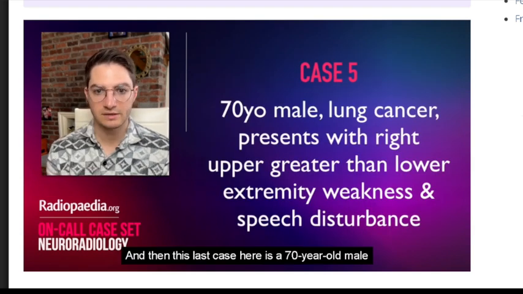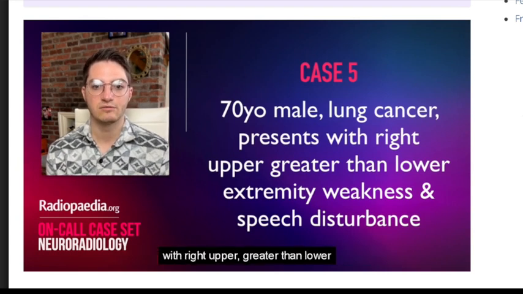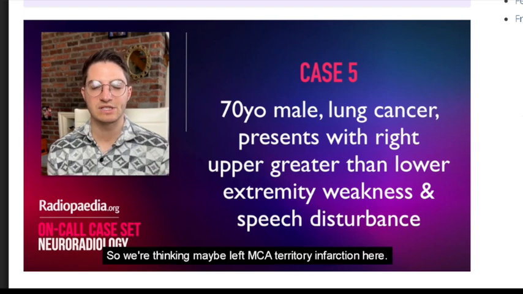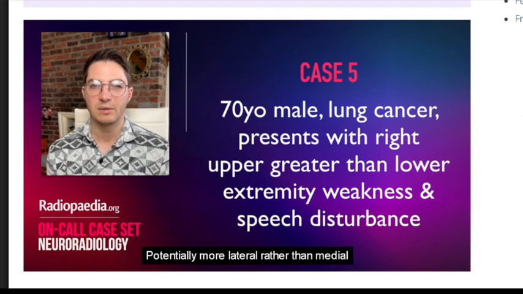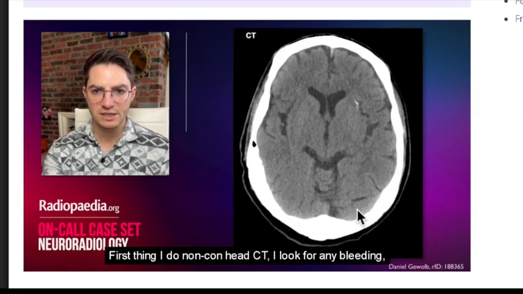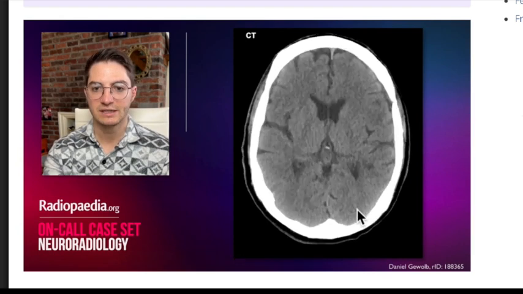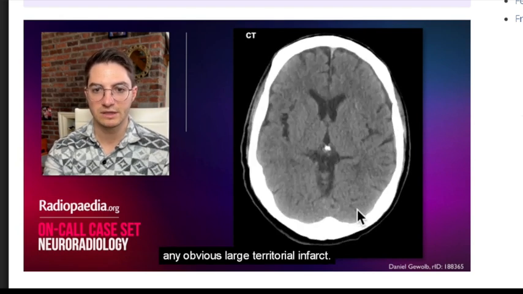And then this last case here is a 70-year-old male with a history of metastatic lung cancer, presenting with right upper greater than lower extremity weakness and speech disturbance. So we're thinking maybe left MCA territory infarction here, potentially more lateral rather than medial because of the upper greater than lower extremity weakness. First thing I do, non-con head CT, I look for any bleeding, any significant mass effect, any obvious large territorial infarct I don't see.